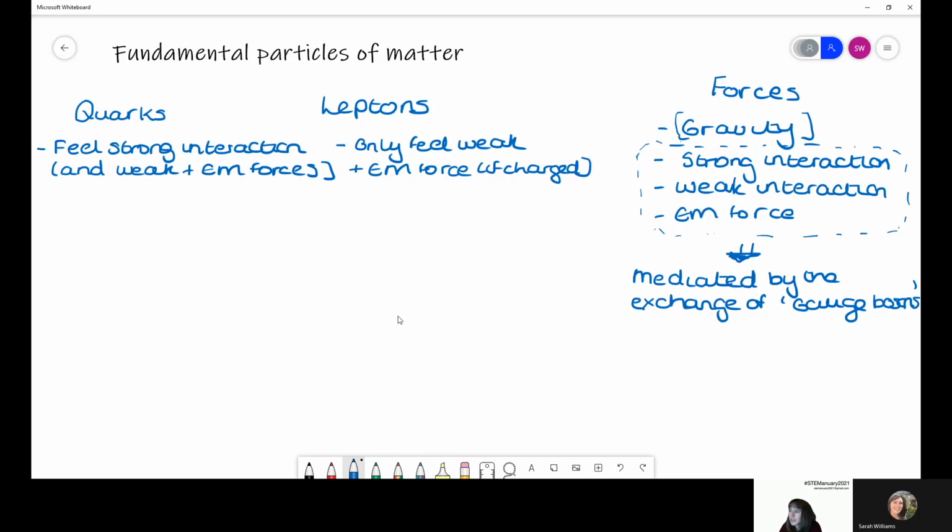And actually, it's a particular property of the gluon, which is the exchange particle for the strong interaction, that causes an interesting property, which we refer to as confinement, which means that you can actually never see a quark on its own. So they always must be bound in states called hadrons.